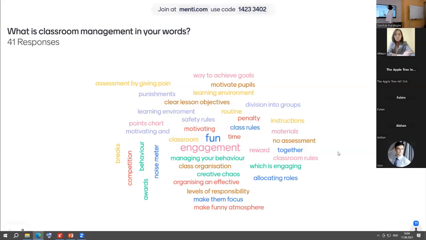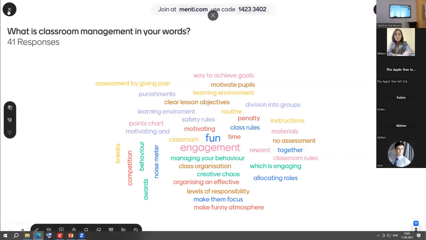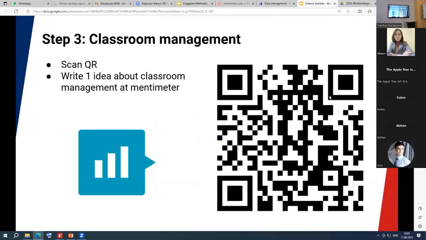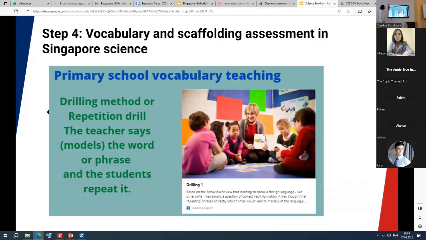Okay, we can go back to 41 responses. Excellent. Yes, we can go back to the presentation. So the next step is vocabulary and scaffolding assessment. Vocabulary is the main thing, because here we talk about adapting language to our children, like local children who don't know some of these words. Maybe they have good English skills for their level, but they don't know some terms, the concepts that we study in science lessons.